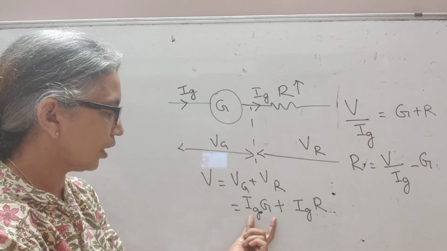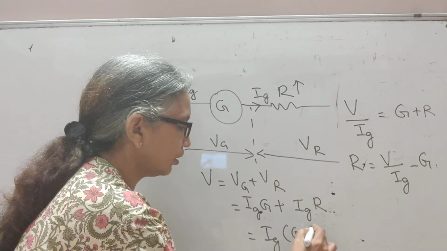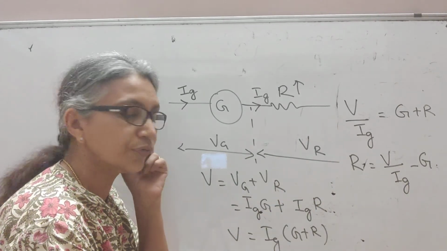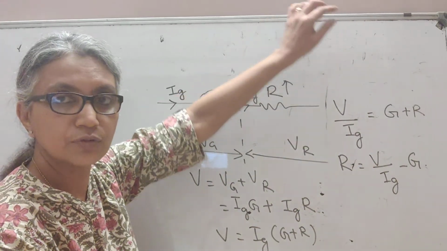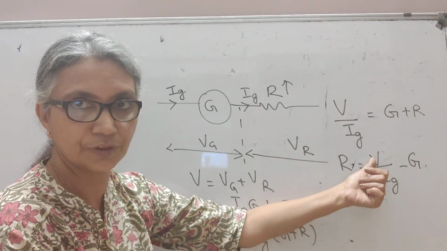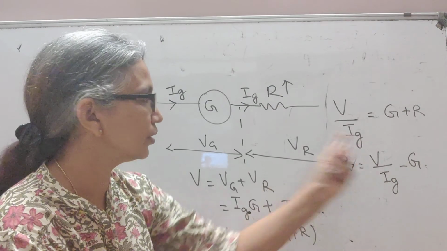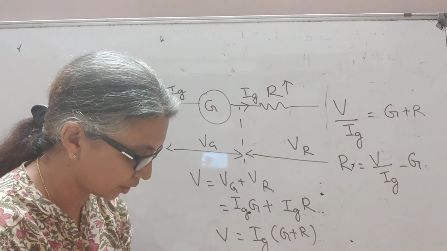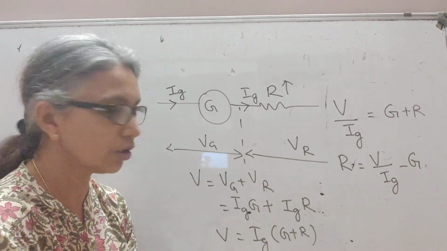So this is IG into G plus IG into R, or this is equal to IG into G plus R, which is equal to V, or V by IG is G plus R, or the resistance R is equal to V by IG minus G. What is this V? It is the maximum. Suppose I tell you, convert your galvanometer to a voltmeter that can read up to 6 volt. So the maximum voltage that your voltmeter can read is this V, divided by IG, which is the current through the galvanometer, and which is the current through the resistance. This G is the resistance of your galvanometer. So this whole thing, that is your galvanometer connected in series to a high resistance, is what you would use as a voltmeter. So that is the end of this chapter.